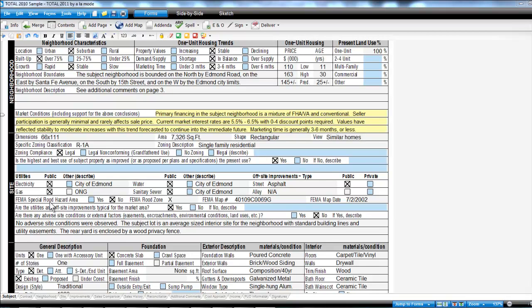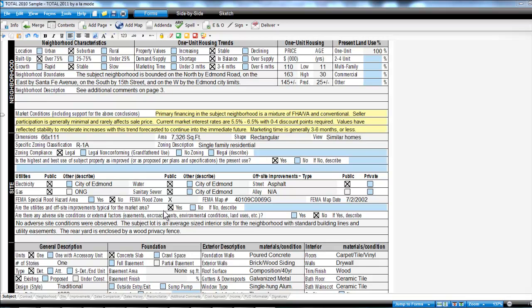The FEMA flood zone, if you're using the Total 2011 software, it will pull this up and populate this for you with the FEMA map and the date that's referenced, and X is actually one of the flood zones, so there can be A, B, C, or X, so that's not just a check mark, that's actually a designation for the flood zone. It gives you a chance to talk about whether the utilities and the off-site improvements, sidewalks, streets are typical for the market area.